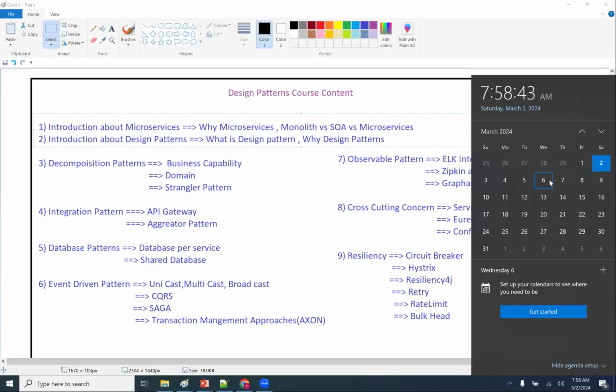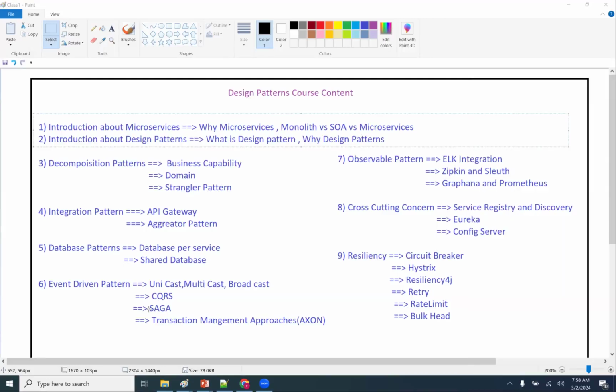Yes, sir, I have a concern. You said that in the upcoming week you will be starting Spring Boot and microservices. What is the difference between this course and that one, sir? That is a completely different course. This one is only design patterns. That's a completely separate course.